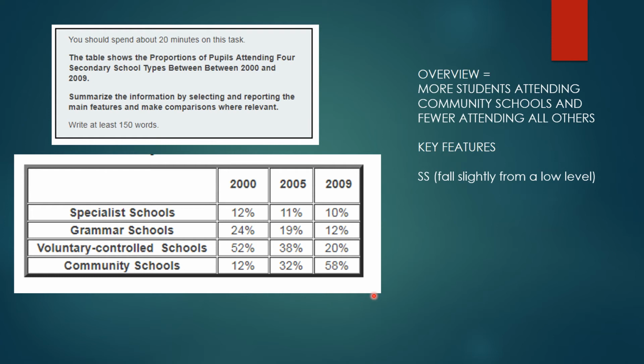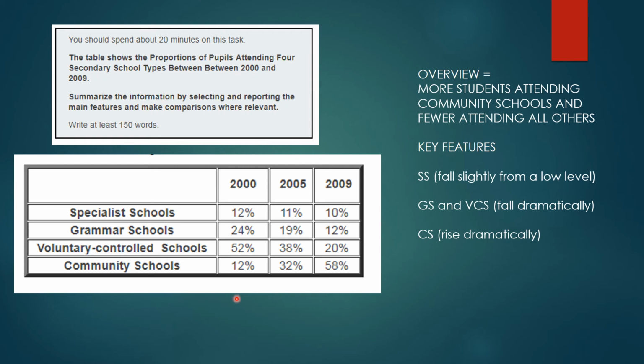I've identified specialist schools. Use of these schools has fallen slightly, although it's not a dramatic change over the last 9 years. Grammar schools, voluntary controlled schools, attendance at these schools has fallen dramatically. Community schools is the only category where attendance has risen, also dramatically.